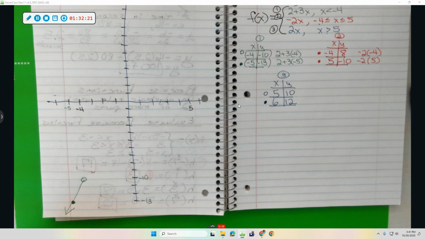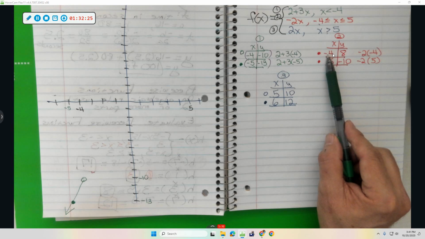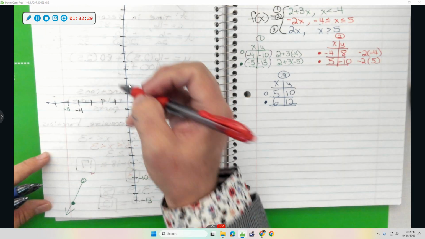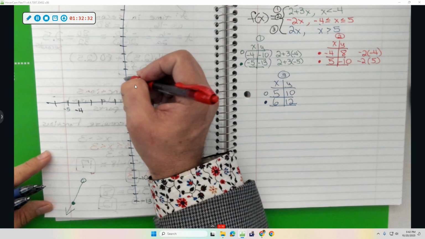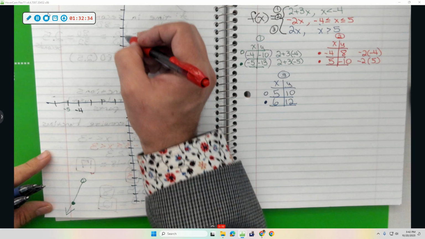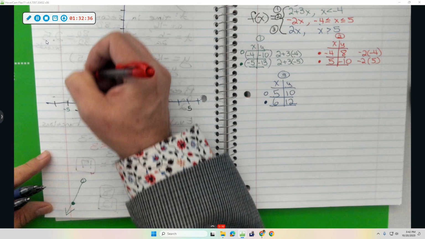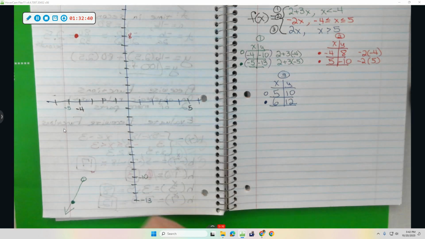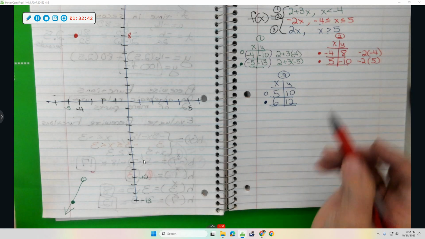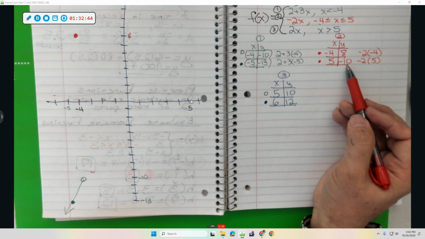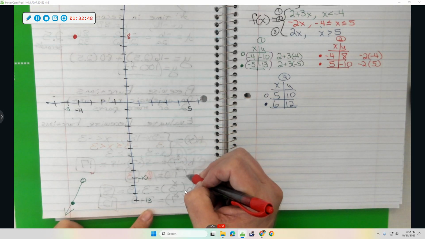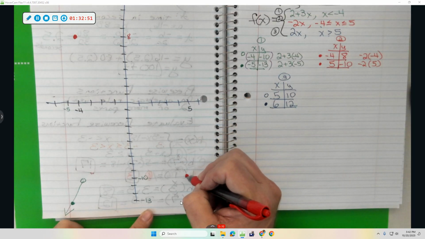Now the second piece. Okay, the red piece. -4, 8. So we're at -4 again, but we go up 8 units. 1, 2, 3, 4, 7, 8. -4, 8. We have a regular closed dot there. And then +5, -10. You have another closed dot.